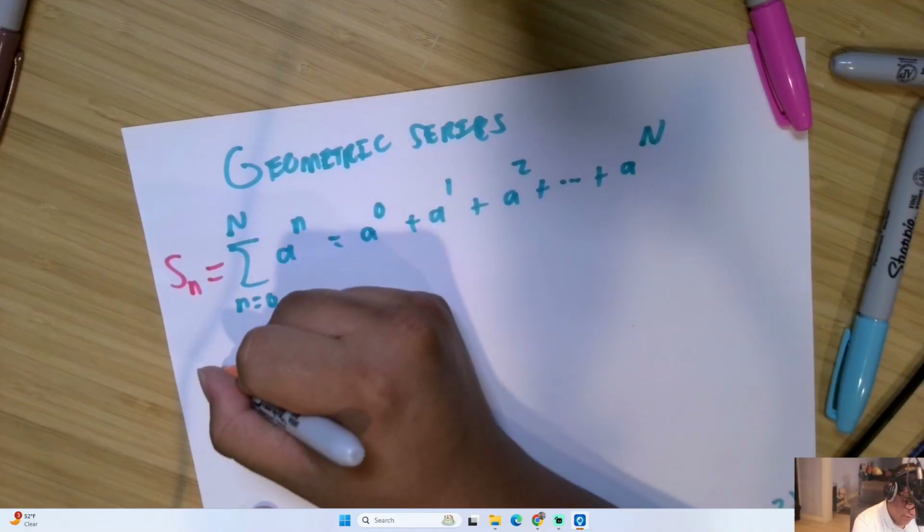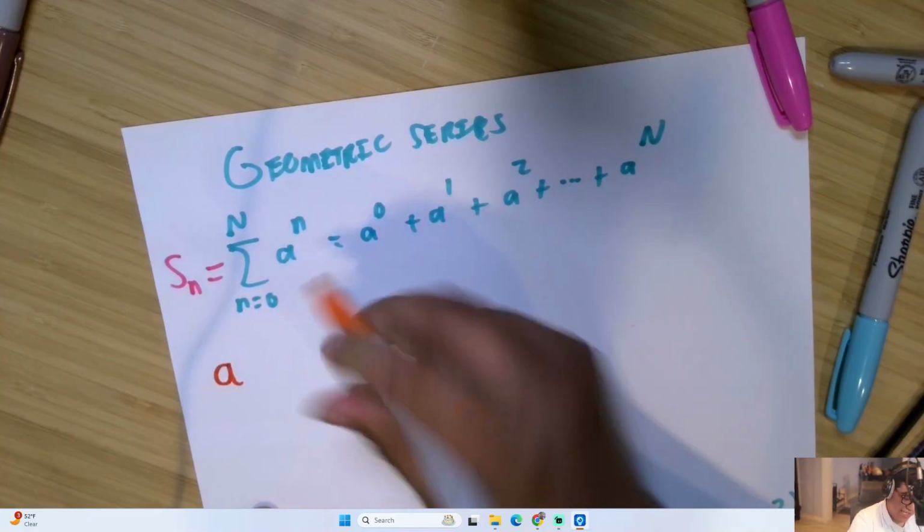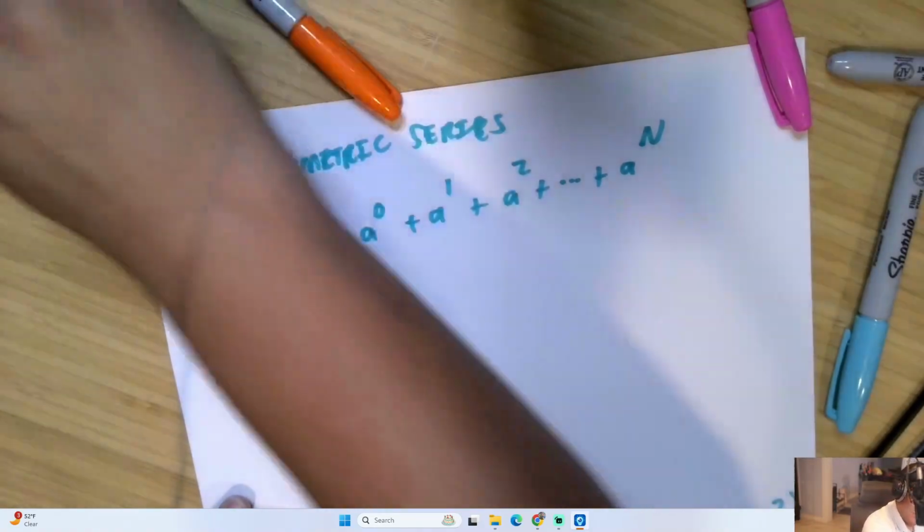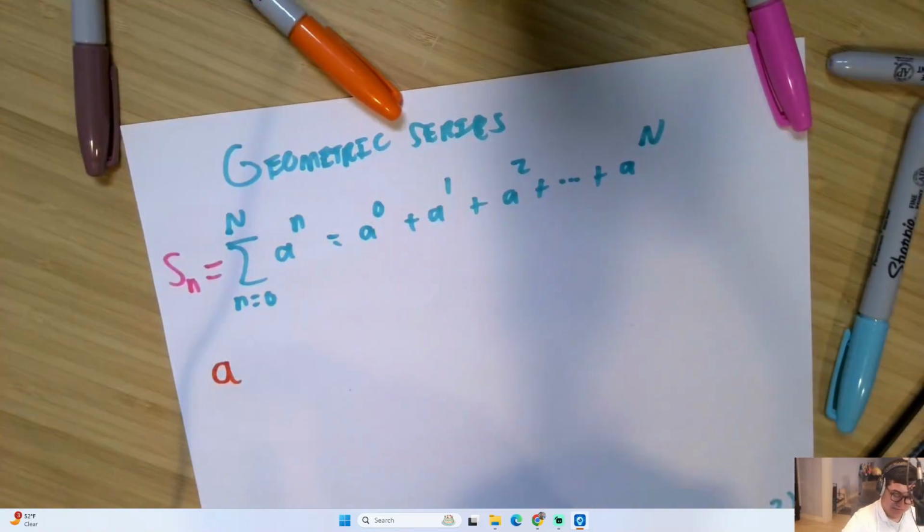Just grab the variable that you're playing with, right? A, we're playing with A, okay? And then I'm gonna write this with a pink marker.